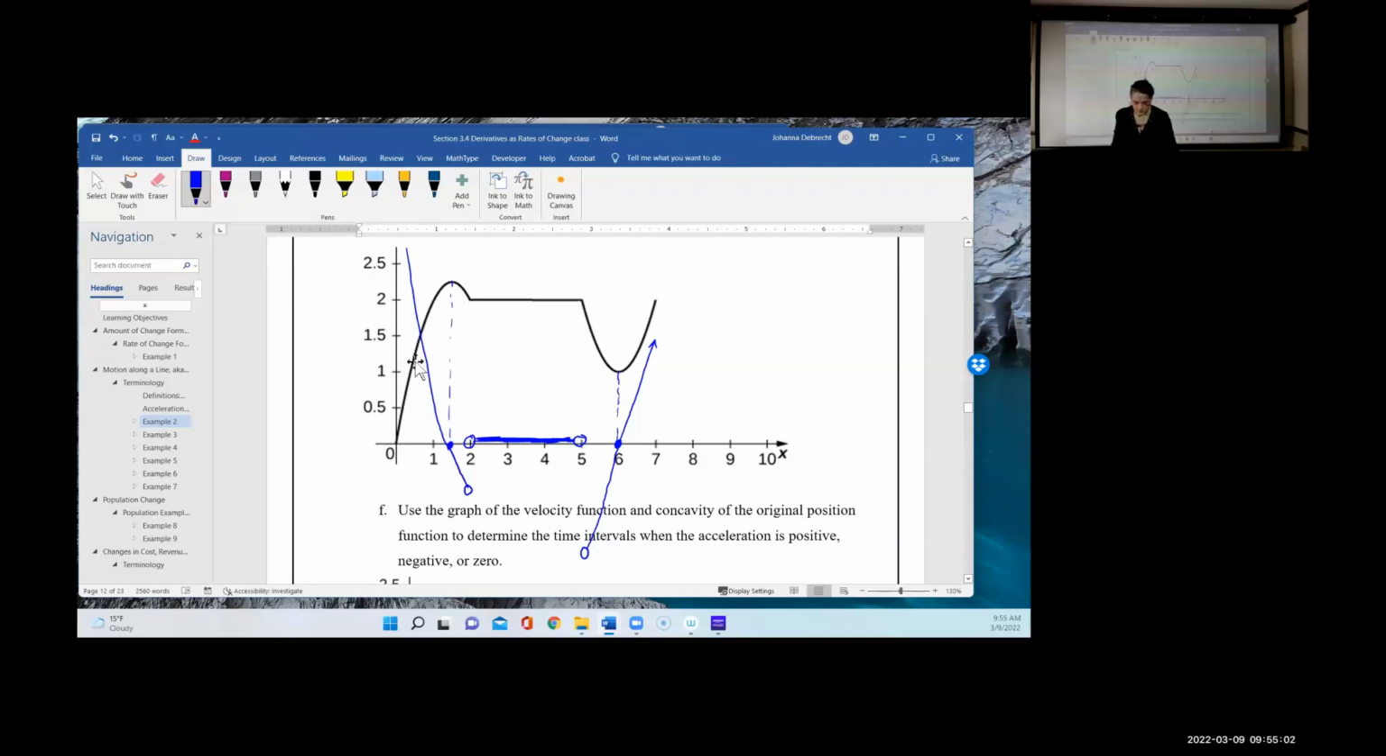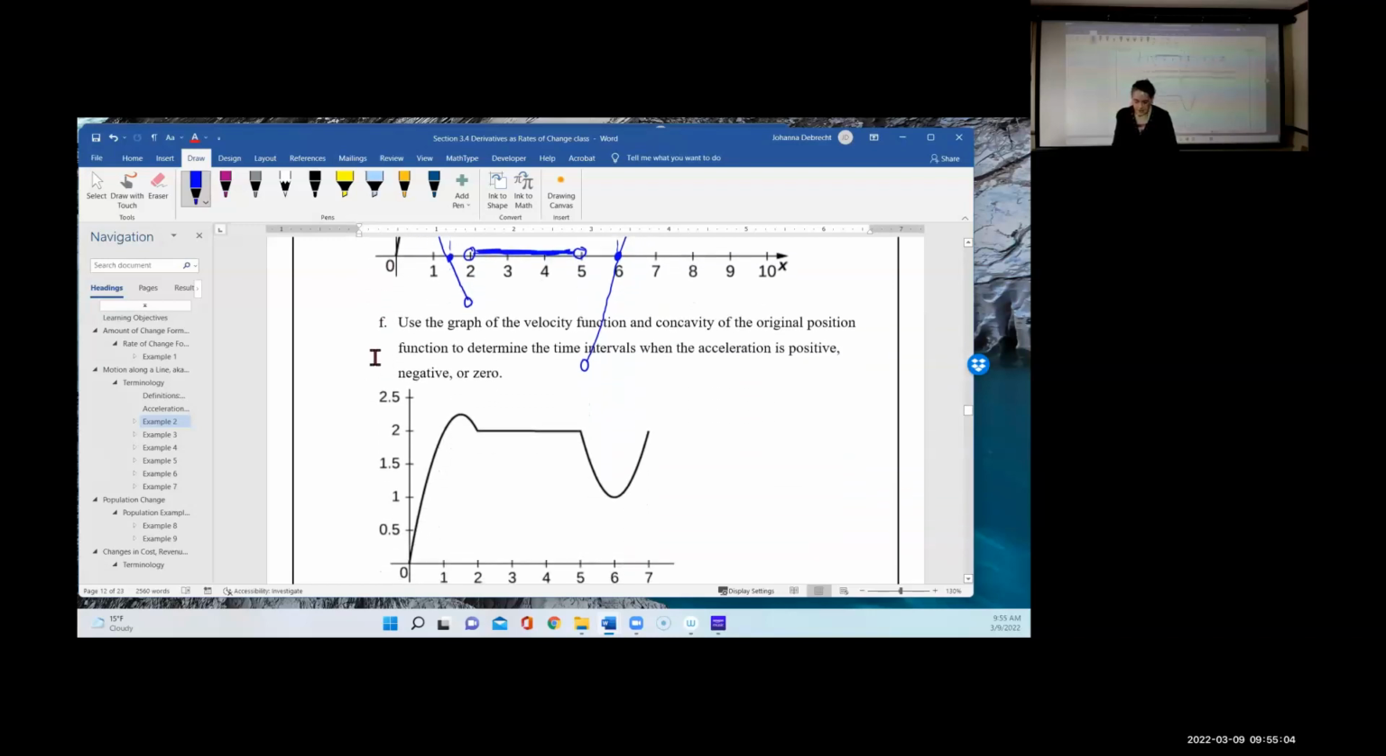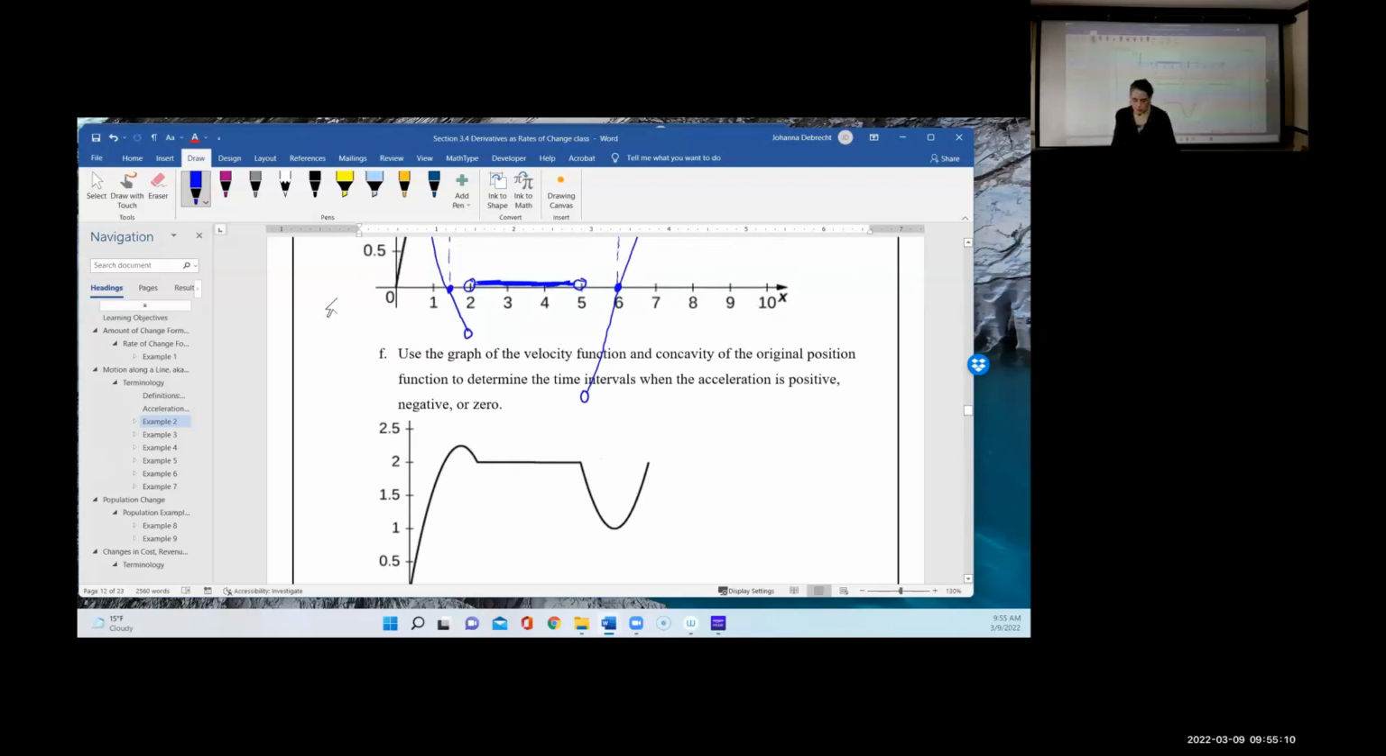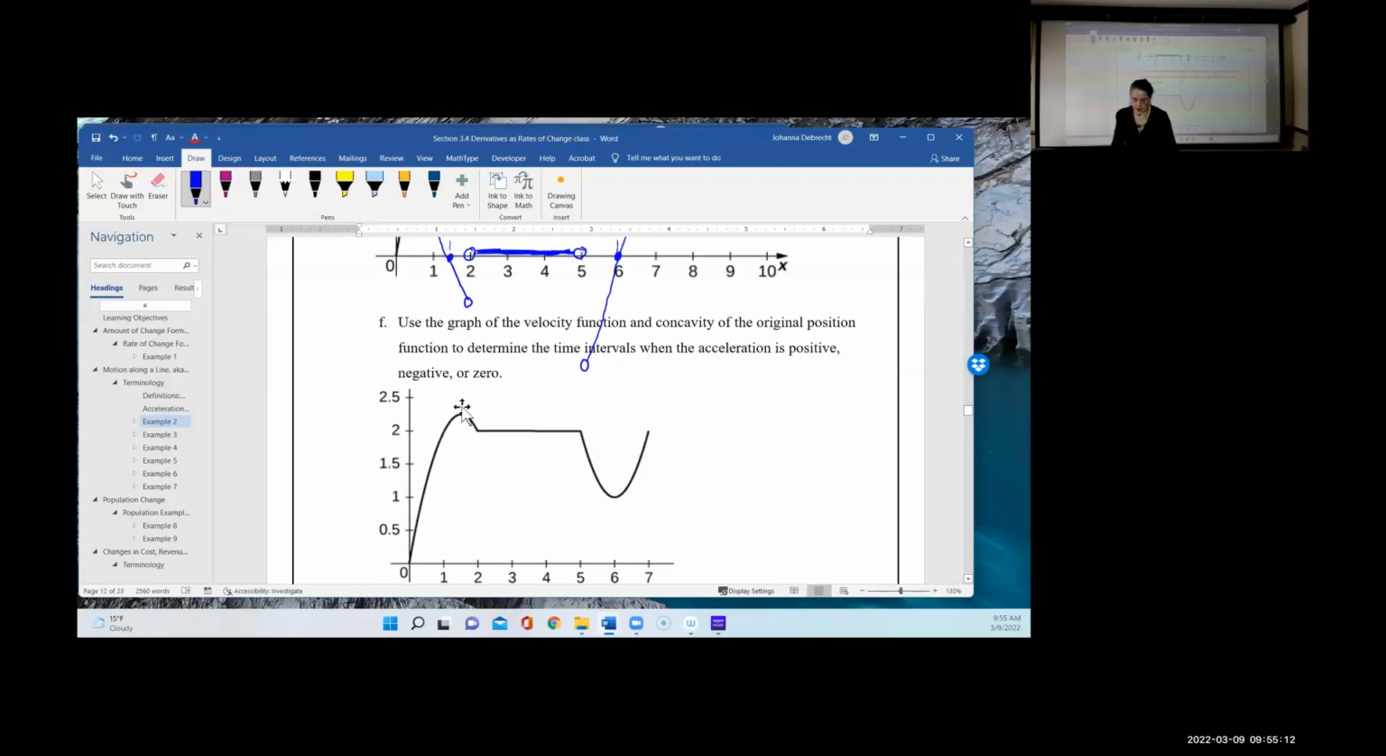All right. The last part we have to do is to use the graph of the velocity function that we just drew here, or the concavity of the original function, to determine where the acceleration is positive, negative, or zero. Well, first off, concavity will tell you when it is positive, negative, or at an inflection point, it's zero. We don't have any inflection points because when we do change curvature, it's at a corner, not at an inflection point.